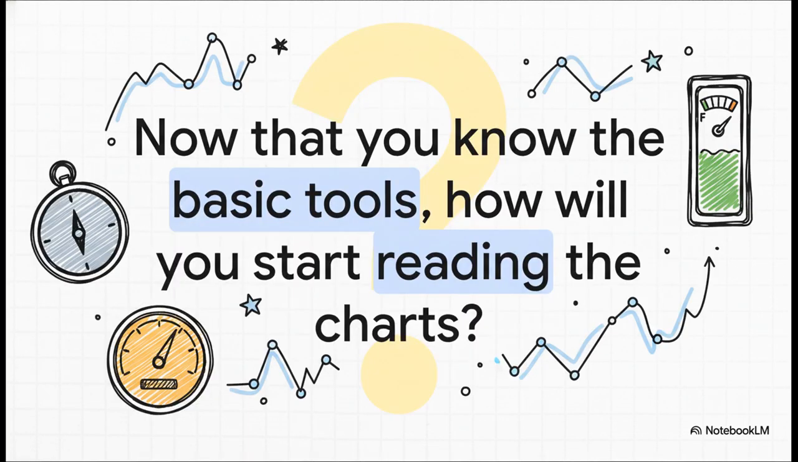We started with what looked like a chaotic mess, but we've turned it into a story. We've got a compass, a speedometer, and a fuel gauge. You now have the basic toolkit to stop guessing and start decoding the market's narrative for yourself. So the only question left is, what stories are you going to find?